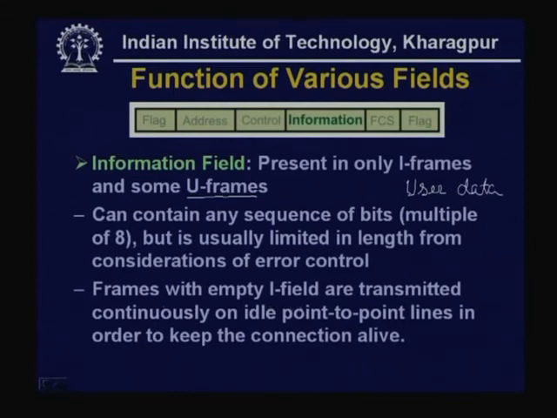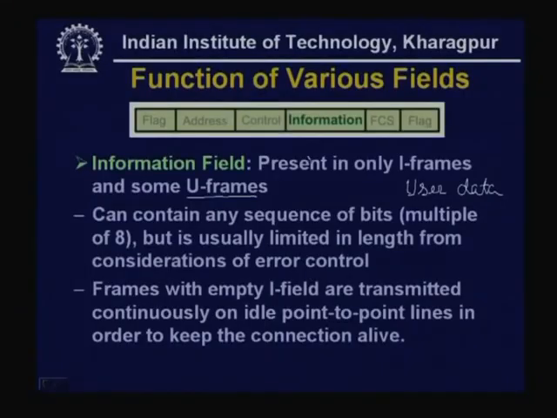Frames with empty information field are transmitted continuously on idle point-to-point lines in order to keep the connection alive. So, whenever a particular station has no data to send, but a particular session has started, in such a case continuously frames are sent with no information in the information field. That is also possible, particularly this is necessary to keep the connection alive, otherwise the link will be disrupted.